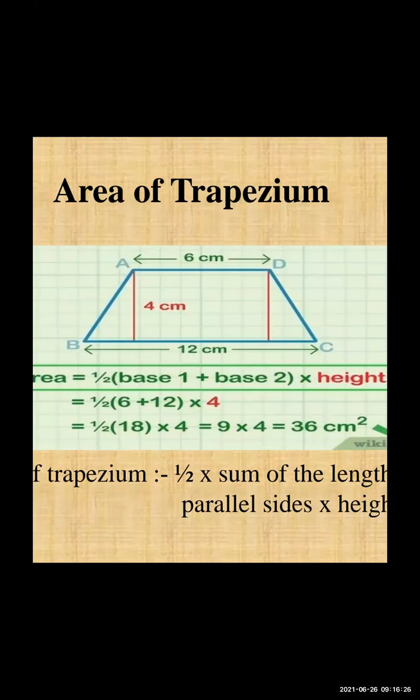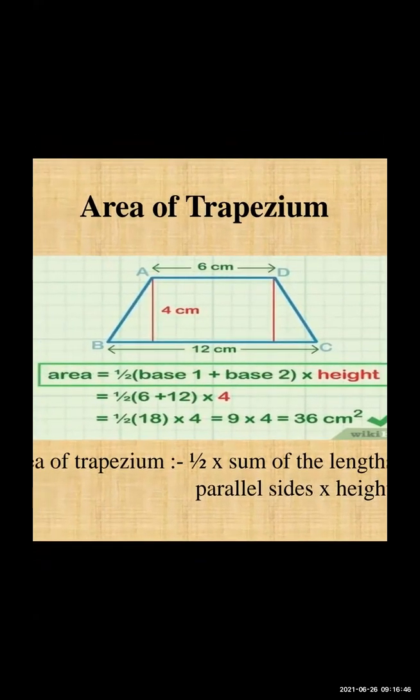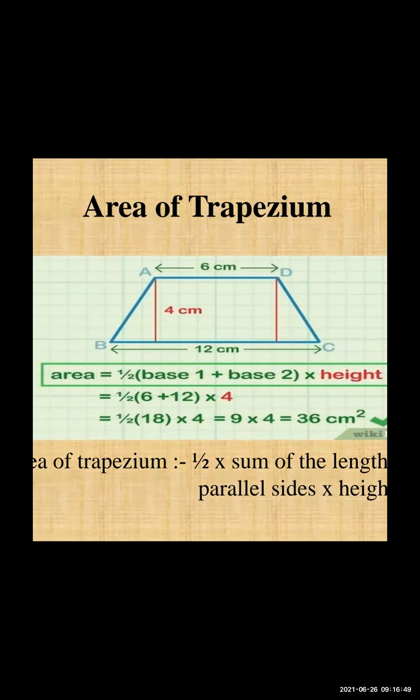What are the parallel sides? AD and BC are parallel sides, and they have the values 6 centimeter and 12 centimeters. So we have to add them and multiply by the height. Whatever the height is between those two lines, we have to multiply by that height. The sum of lengths of parallel sides can also be said as base 1 plus base 2. ठीक है, उसे base 1 और base 2 भी बोलते हैं, or it is also known as base only. So whatever the parallel sides are, we take the addition of those two sides, multiply by the height and also multiply by 1/2.